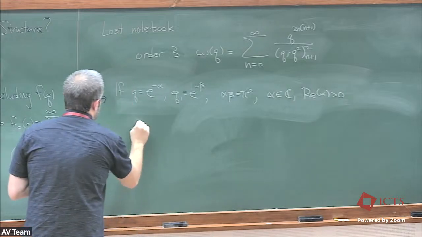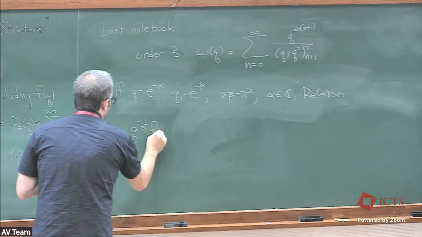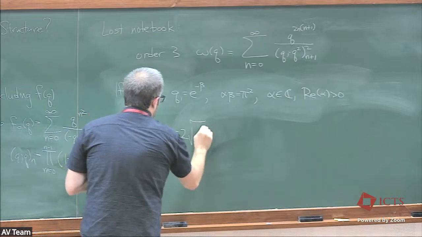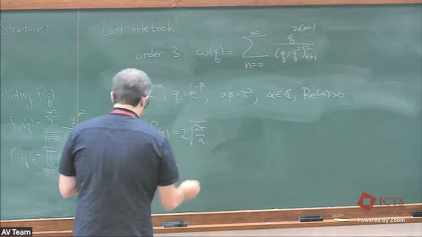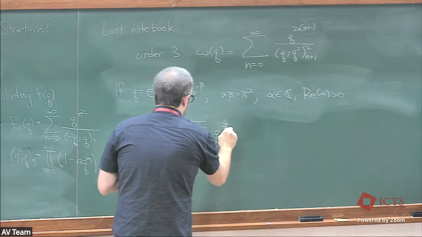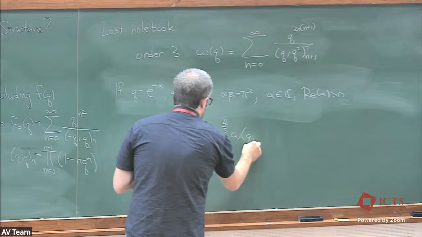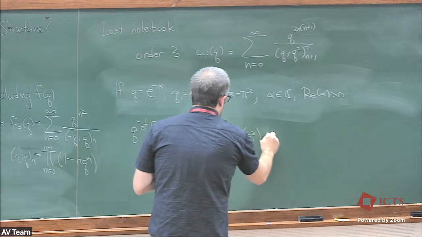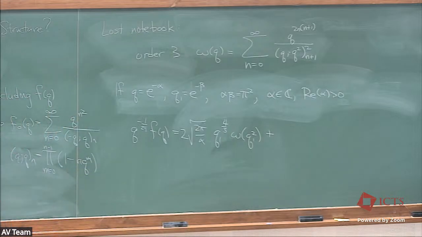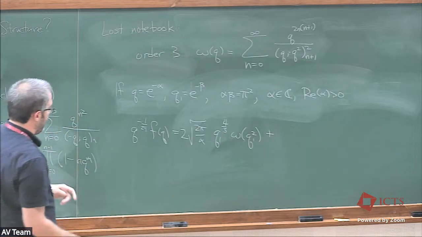Then q to the minus 1/24th, f of q, is equal to 2 square root of 2 pi over alpha, q1 to the 4/3 omega of q1 squared. I know it's really fun to watch people just write complicated formulas on the board, but this is just kind of complicated. I'm just going to do it.